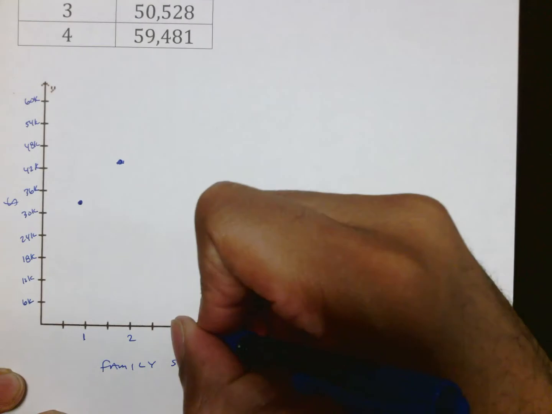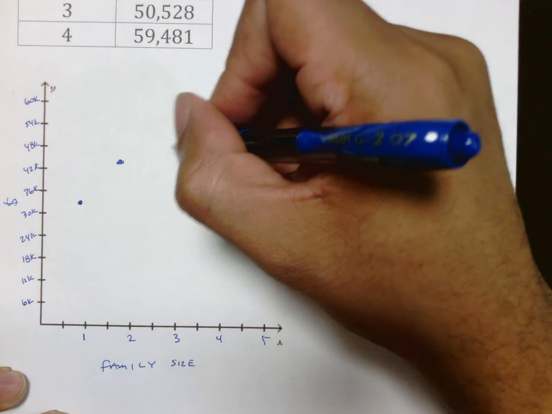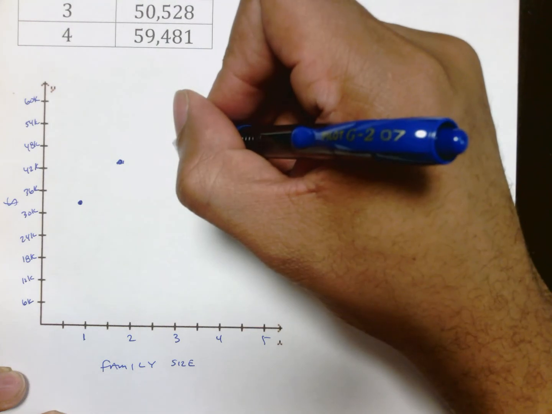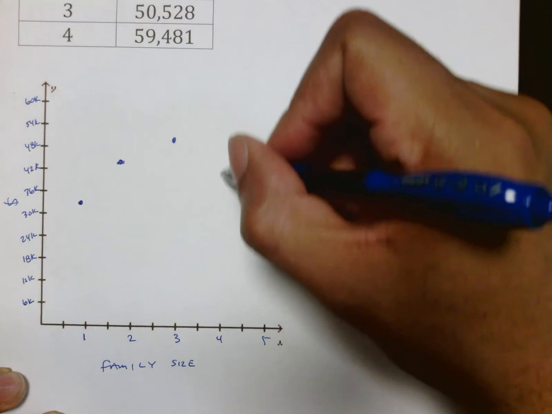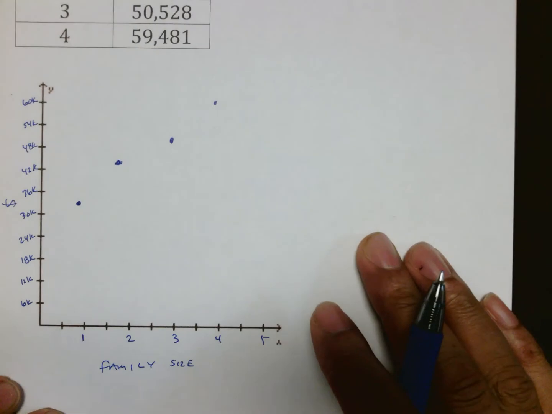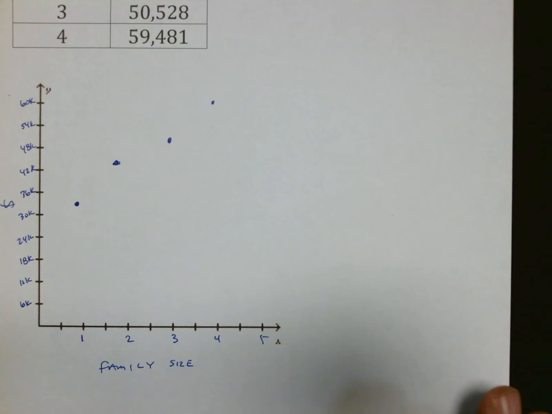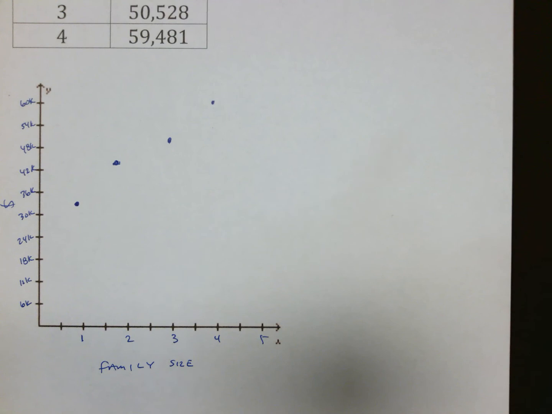3 is about 50,000. So 50,528. So if that's 48, it'd be 2 above that, but not close to 54. So somewhere around there. And 4 is pretty close to 60,000, which is going to be up here, somewhere at the top. So again, it's not the most accurate because I don't have the grid. But again, the general idea of what I want to show you is how these things are graphed. You are going to be asked to graph one of these on your test. You're also going to be asked to graph.